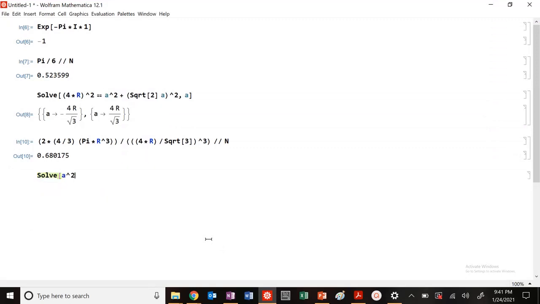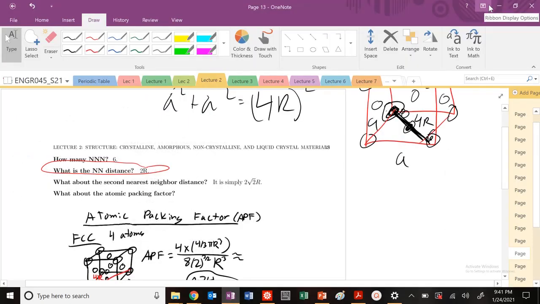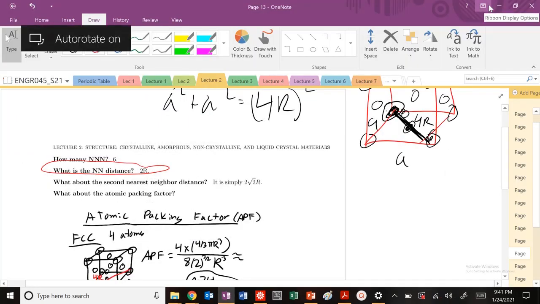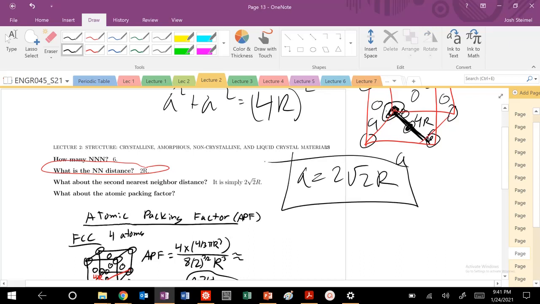A squared plus A squared equals 4 times R squared, over A. So it's 2 root 2r. So let's go ahead and write that one down. So our next nearest neighbor distance, or our A parameter, A is equal to 2 root 2r. Just like that. Excellent. And now finally, what do we need to do?